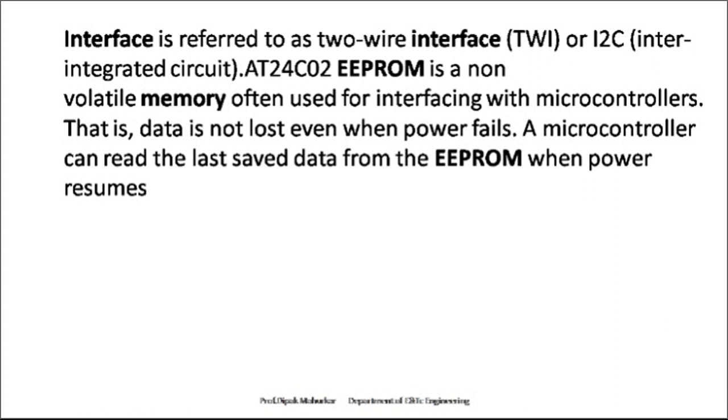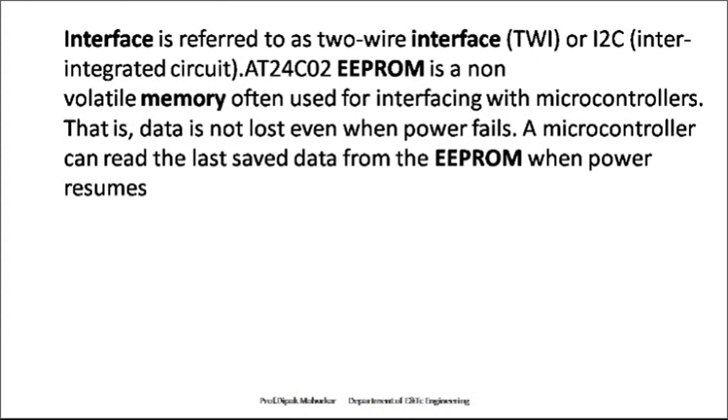The 24C02 EEPROM is a non-volatile memory often used for interfacing with a microcontroller. That is, data is not lost even when power fails. We know volatile and non-volatile. Volatile means when power is off, the information or data that was there will be lost, and non-volatile memory means the data is not lost. A microcontroller can read the last saved data from the EEPROM when power resumes.